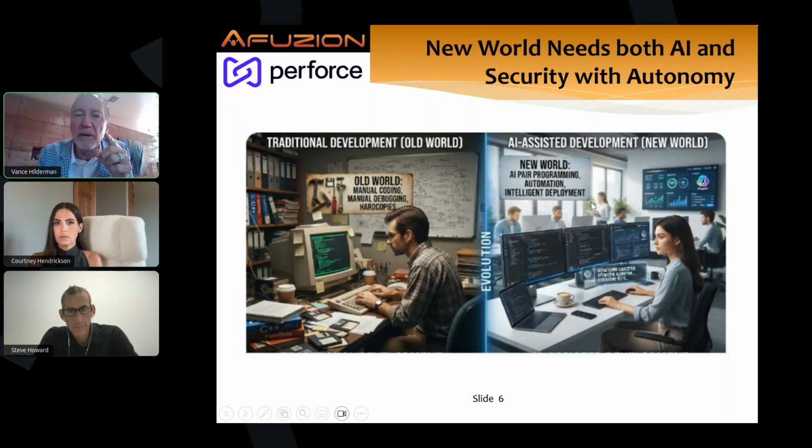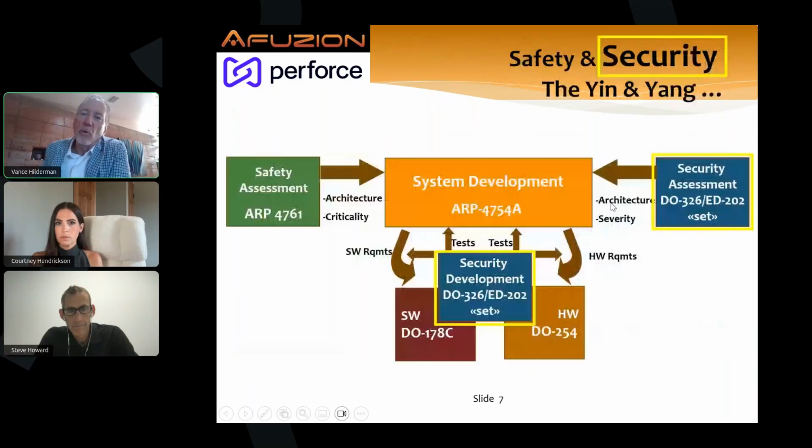Well, we need that independence, but we want to recognize the potential greater efficiency and maybe accuracy of the AI-assisted world. So we have to think about security, not just defects, but the bad folks, the black hats, the hackers. In the real world, we need to assess safety, continuously develop the system, software, hardware, but also think of security, the yin and the yang, the complementary.